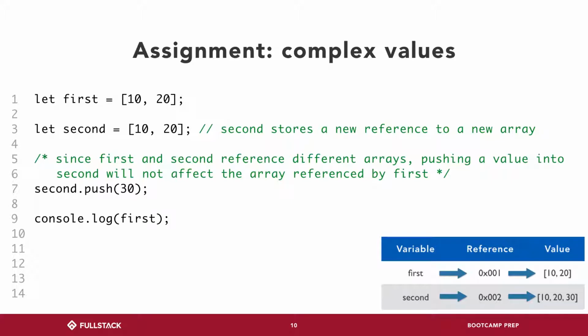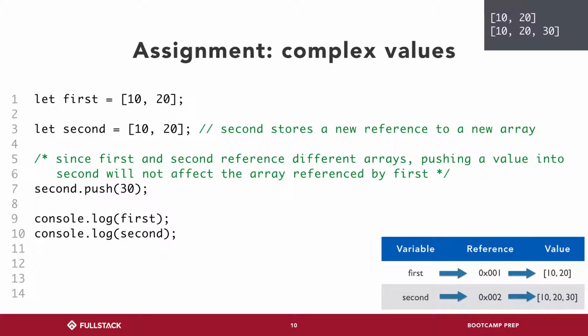And so when we log out first, we go on the scope, we find that first is currently pointing to memory address 1. We look that up in memory, and that's this array that only has 10 and 20 in it, whereas second has 10, 20, and 30. I didn't draw that one out, but we now have this beautiful diagram in the bottom right. Still with me?